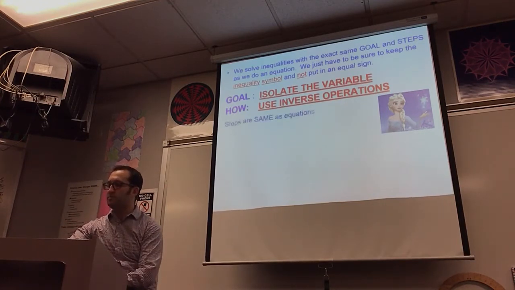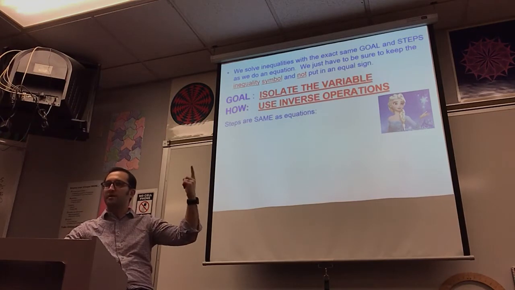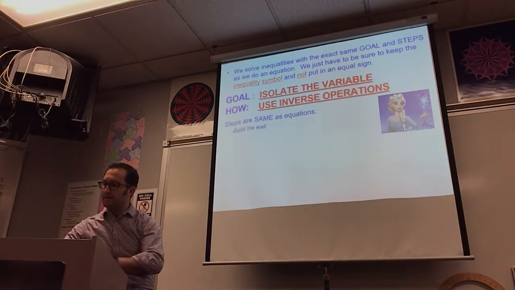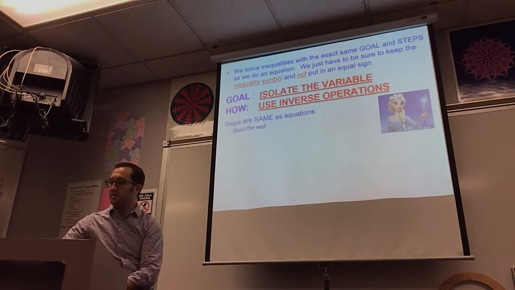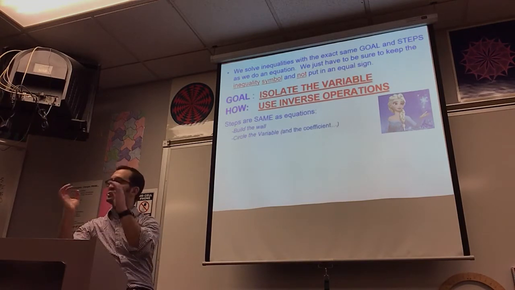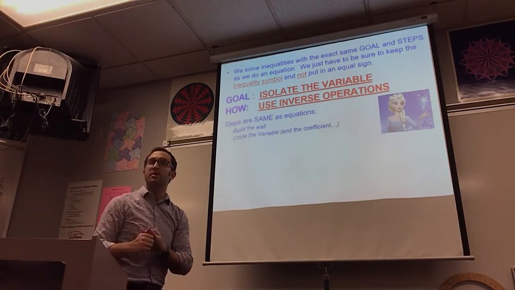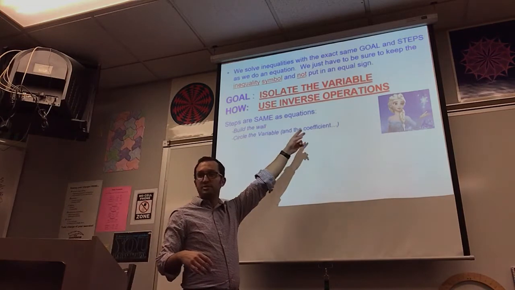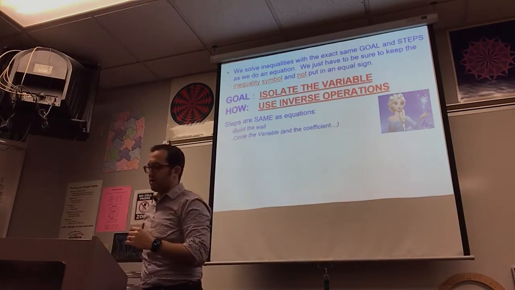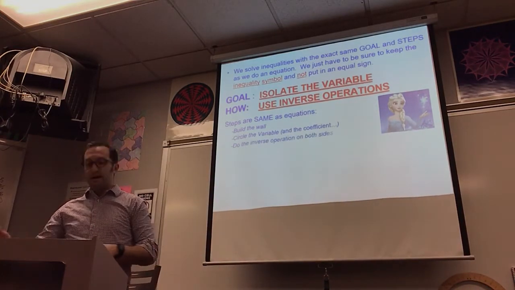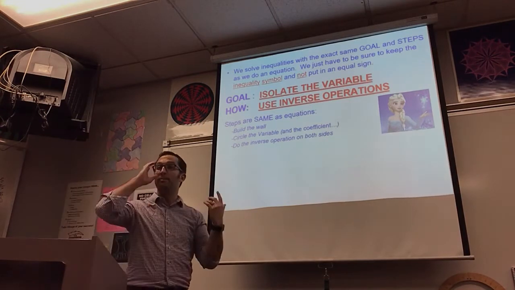And the steps are going to be the exact same. What's the first thing we do with our steps? Build a wall. Then what? Circle the variable, and the coefficient if it's a two-step, right? If it's a two-stepper, we would circle the variable and the coefficient, but right now we're sticking with one-steppers just for today. And then we do the inverse operation on both sides.